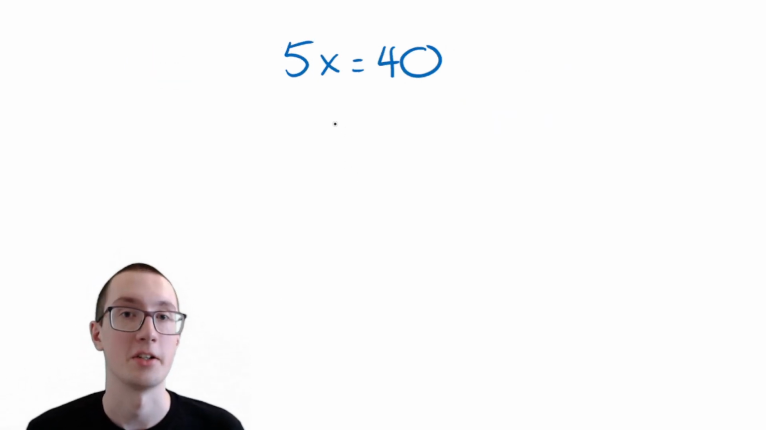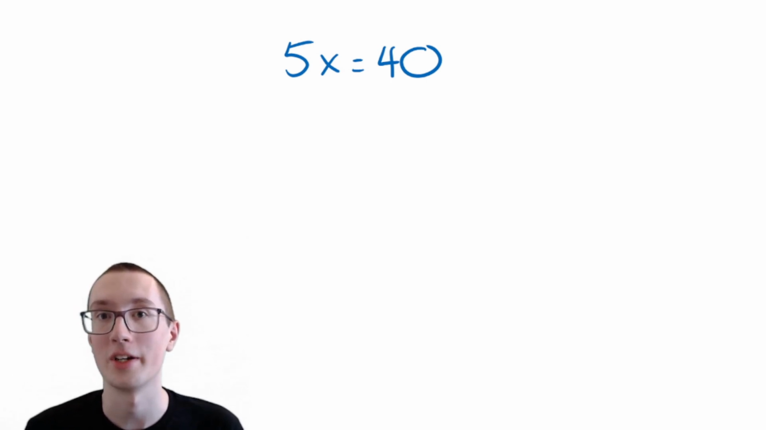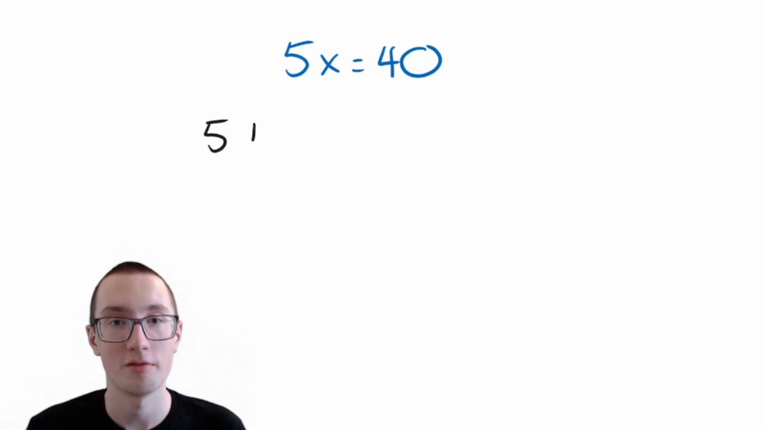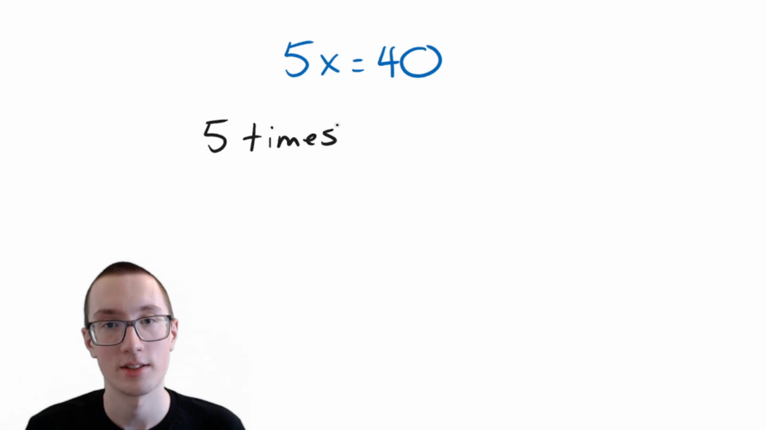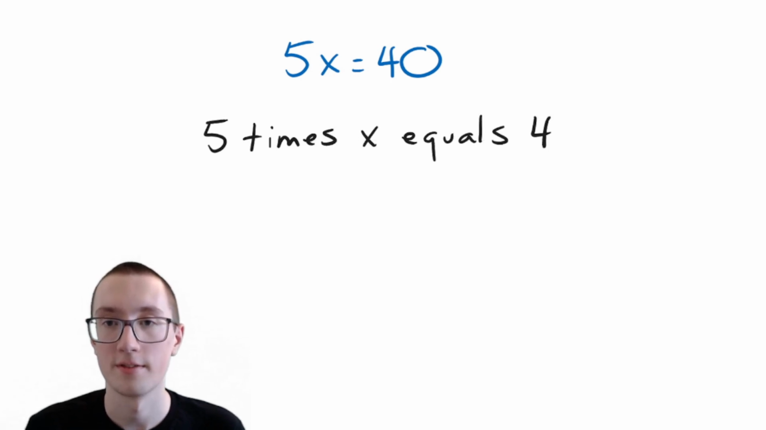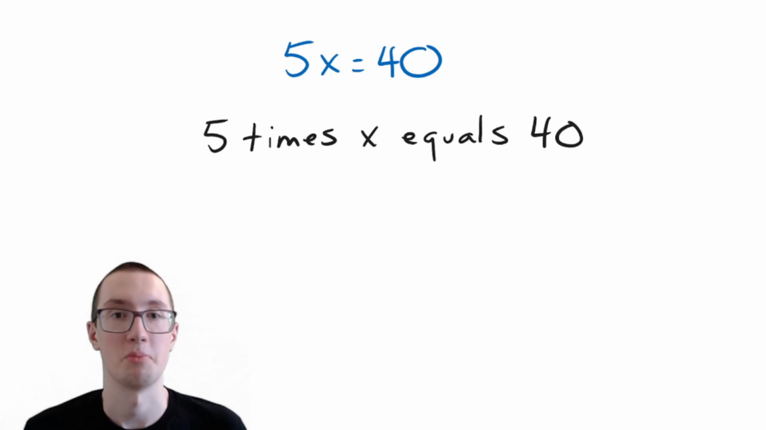So now what if you have to do it the other way? What if you have to take an equation like this and turn it into a sentence? So let's look at this example, 5x equals 40. Well, if you couldn't tell just by me reading the question to you, I kind of just said the answer. 5 times x equals 40. That's it. This can be your answer. That's fine. That's totally acceptable.